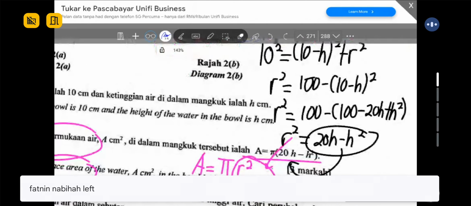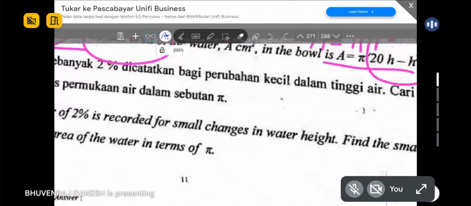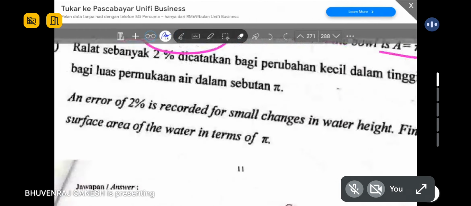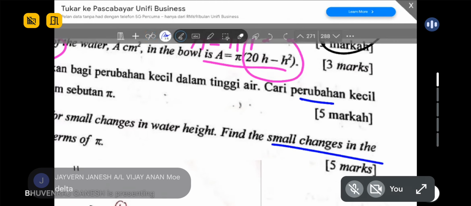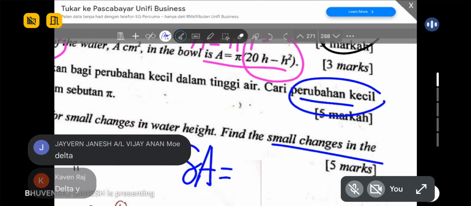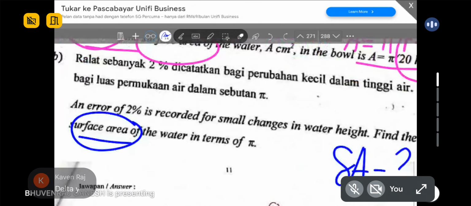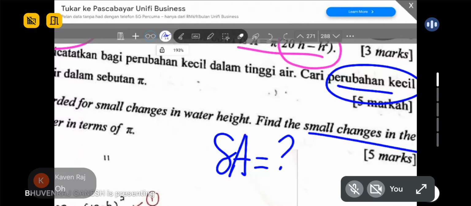Okay? Alright. Okay, so now question B, guys. So, question B, they ask you to find the small changes. Perubahan kecil in the surface area. So, what is the symbol, guys, to show small changes? Apa simbol yang kamu guna? Yes, ingat. Perubahan kecil is delta A. Okay? Not Y. You must follow the question, guys. Question say area, luas. So you put delta A.